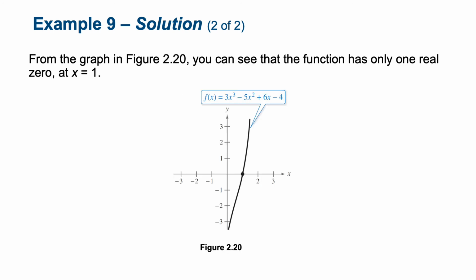So check it out. If we were to graph it, and we did, so there it is, it only crosses the x-axis once. So it only has 1 positive real zero. So the test holds true.